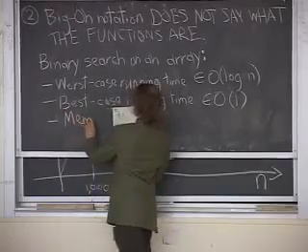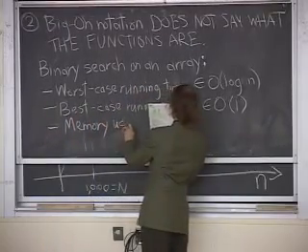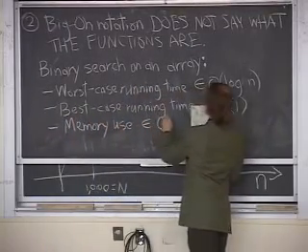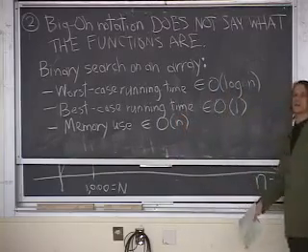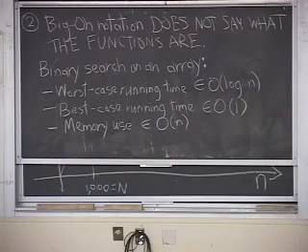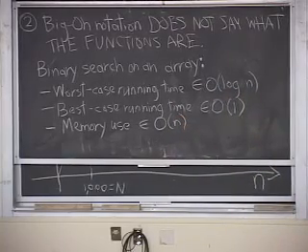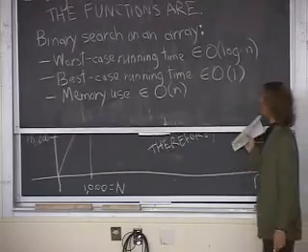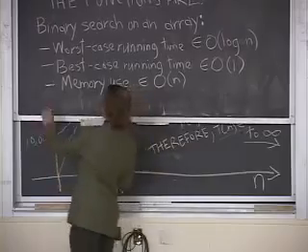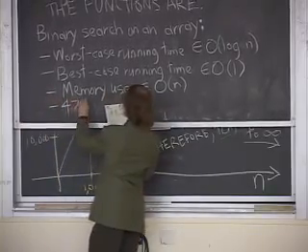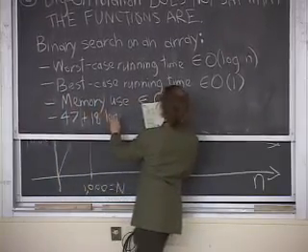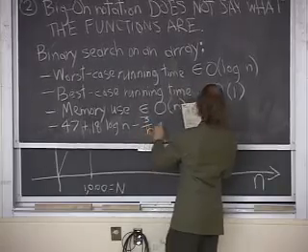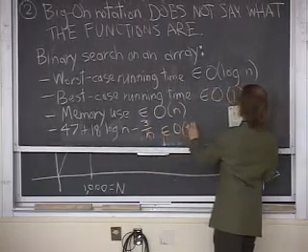The memory use of binary search is in big O of n. We can also often talk about how much memory an algorithm takes. Binary search takes a linear amount of memory. You have to store all of the values that you're searching on. And finally, 47 plus 18 log of n minus 3 over n is in big O of the worst case running time.